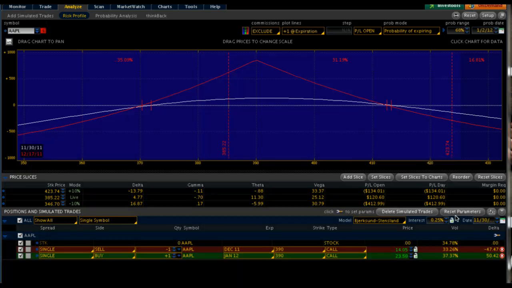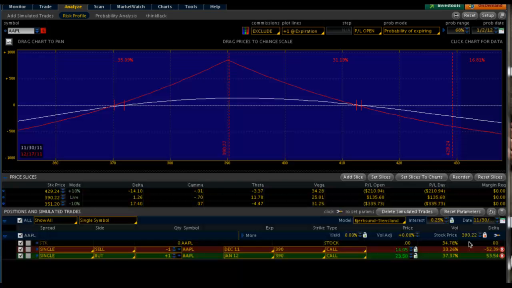So let's say we go down here to November and we're at November 30th. Time has passed. And let's say this thing does run up to, let's say, 390. So it runs up to 390.